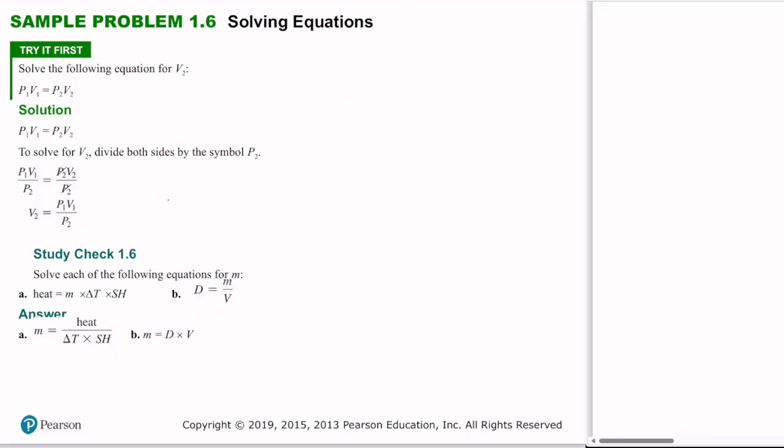Next, we'll work some problems with solving equations. We want to solve the first equation for V2. Here's our equation. P1 V1 equals P2 V2. This is a gas law equation where we have pressure times volume under the first set of conditions equals pressure times volume under the second set. These sets aren't equivalent, and therefore P1 is not equal to P2 and V1 is not equal to V2, but they are proportional. So let's solve for V2.